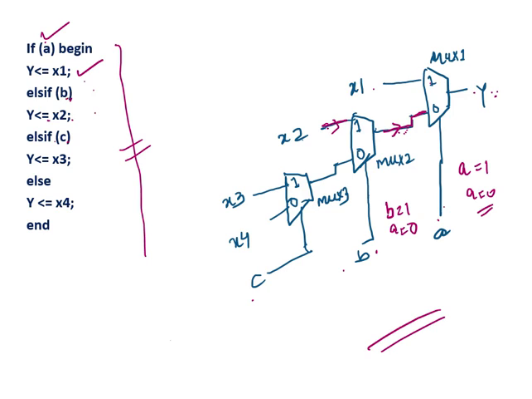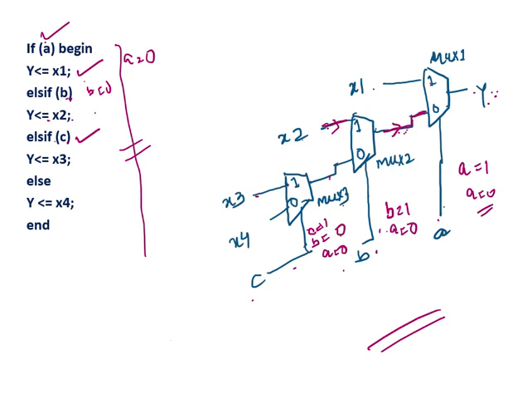Else if c, here b equal to 0 and a equal to 0, then y equal to x3. So c equal to 1 means this data x3 will be propagated to y, but for this b has to be 0, and for this a has to be 0. For this data x3 to be propagated to y, what is the condition? c equal to 1, b equal to 0, and a equal to 0.